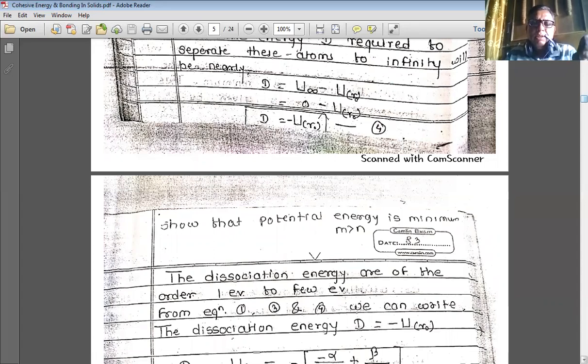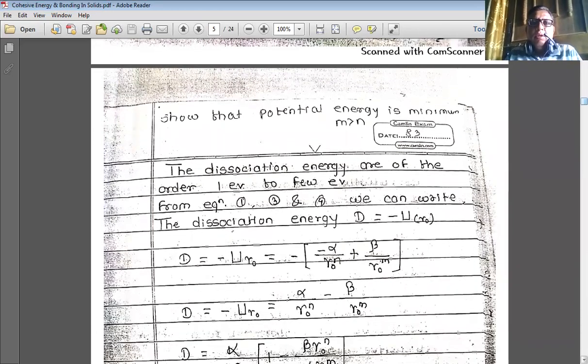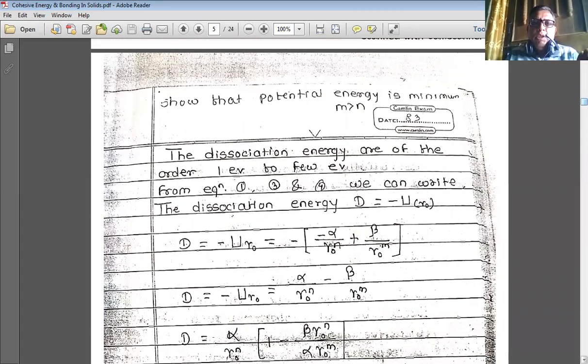Then the question will be asked like this: show that the potential energy is a minimum, so m greater than n. The dissociation energy, meaning separating, is of the order of one electron volt to a few electron volts. From equations 1, 3 and 4 we saw, we can write the dissociation energy D is equal to minus U of r₀.